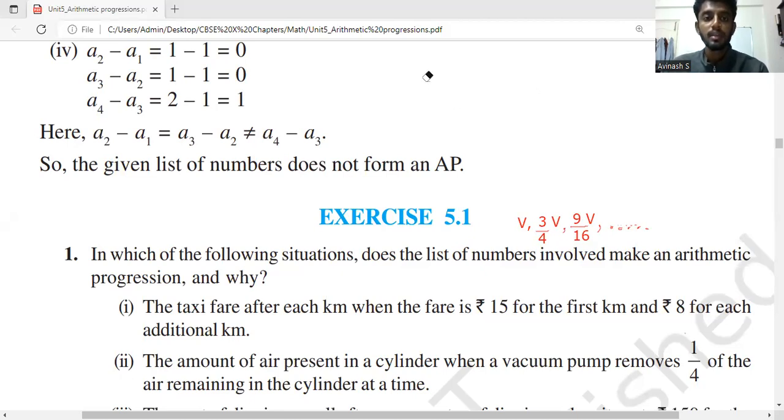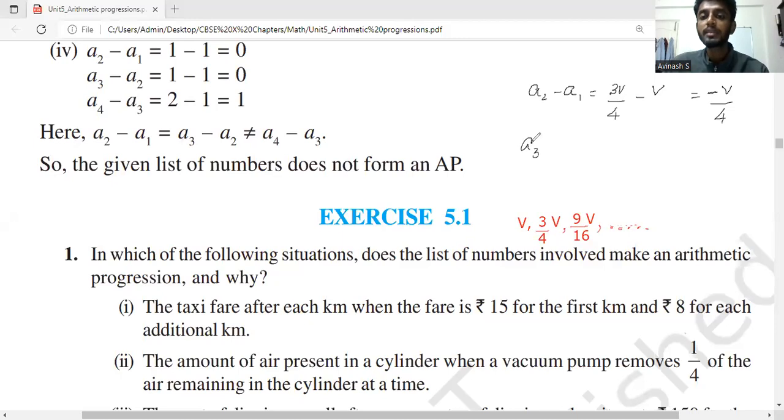So basically, the AP is given on the screen. Let me do A2 minus A1. A2 minus A1 means second term minus first term. The second term is 3V by 4 and the first term is V. When you take LCM here, you will be getting minus V by 4 or minus 1 by 4V. Both are the same. This is the difference that I'm getting for the first two terms.